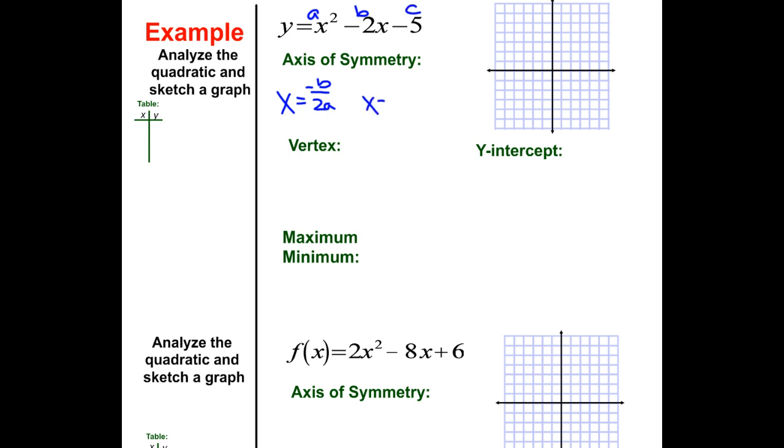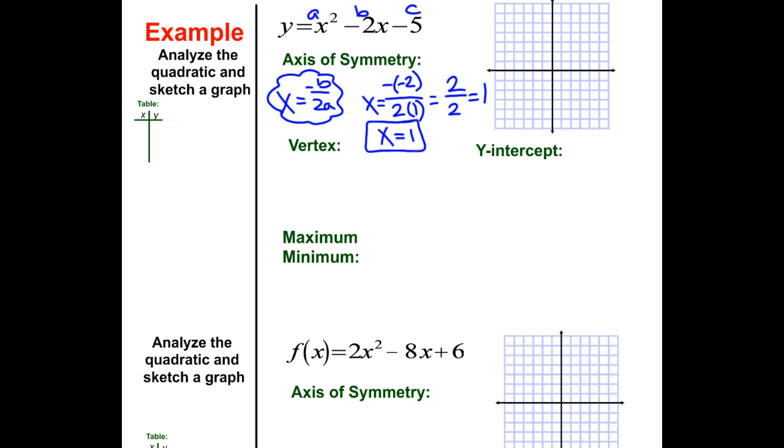So really, x equals negative negative 2. I'm going to put this in circles so you can see that. Negative negative 2 over 2 times 1. Well, negative negative 2 is 2, 2 over 2 is 1. So really, our axis of symmetry is x equals 1.